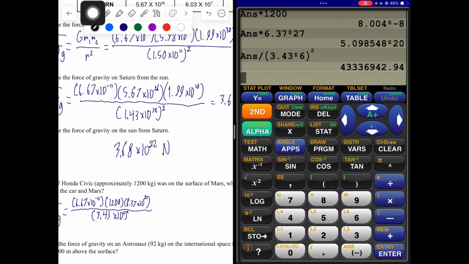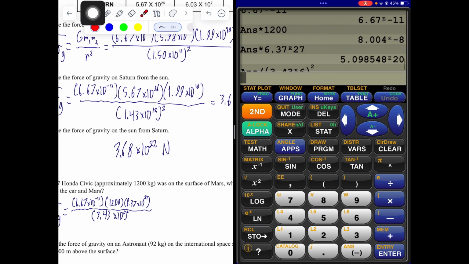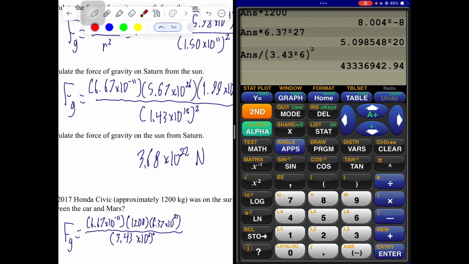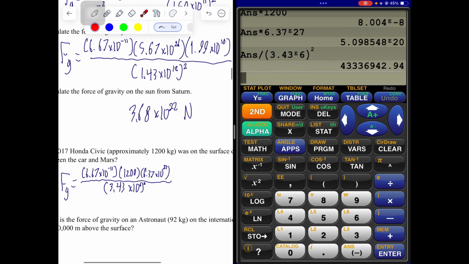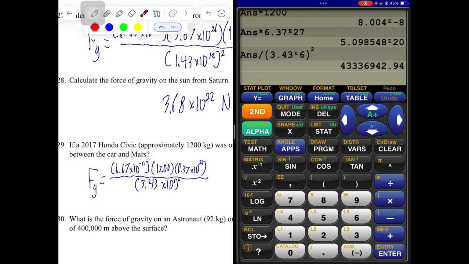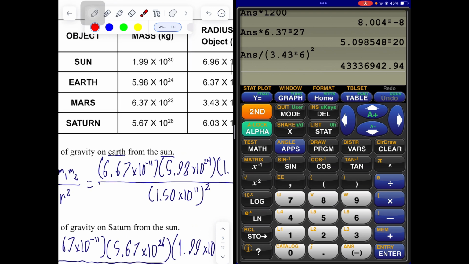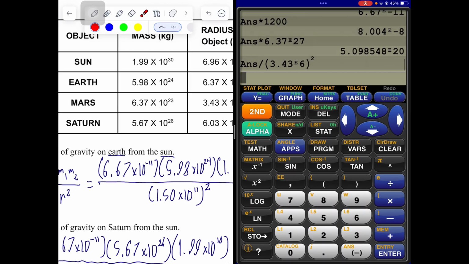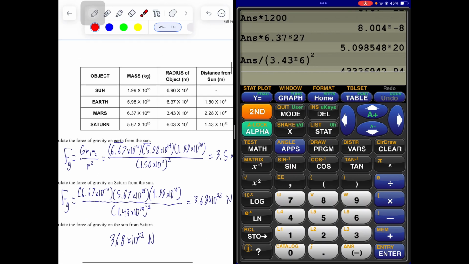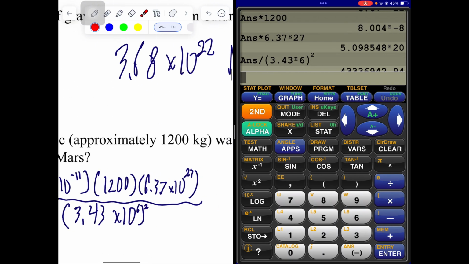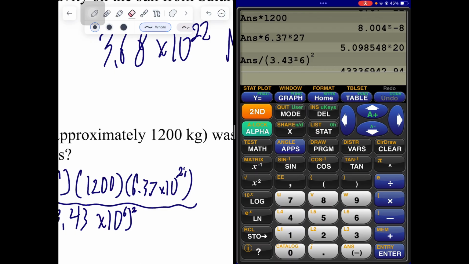Aha! I knew that was too high. It's always good to double check. And see, this number is way huge. If you imagine the force of gravity on a Honda Civic on Earth, 1,200 times 9.8, that's not going to be nearly this huge. So if your answer doesn't make sense, double check. I plugged in 6.37 times 10 to the 27th. That was my mistake. Couldn't read my own handwriting. So, let's fix that. This is to the 23rd.